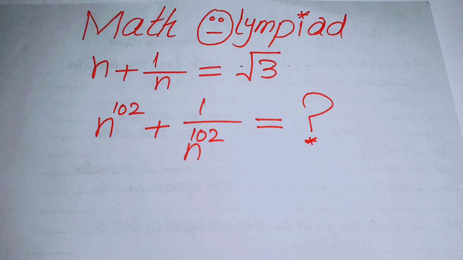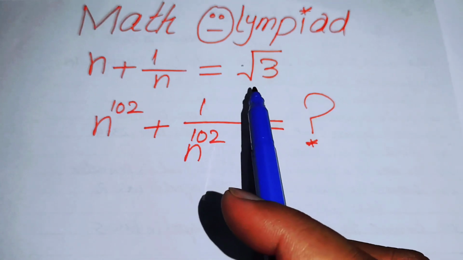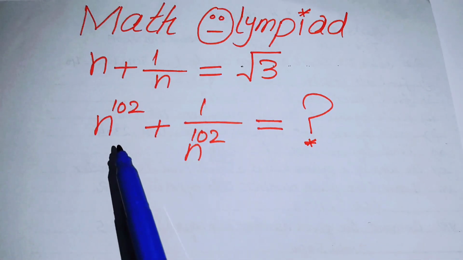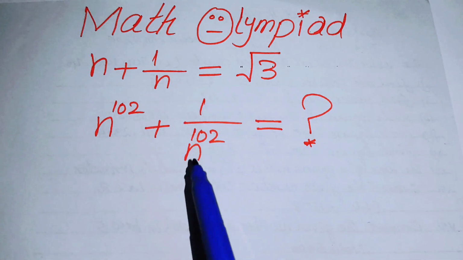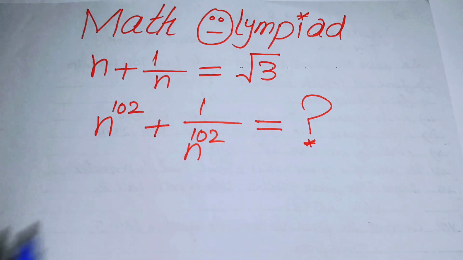In this video we are going to solve this nice algebra problem, and here we have n plus 1 over n is equal to square root 3, and we will find the value of n to the power of 102 plus 1 over n to the power of 102.